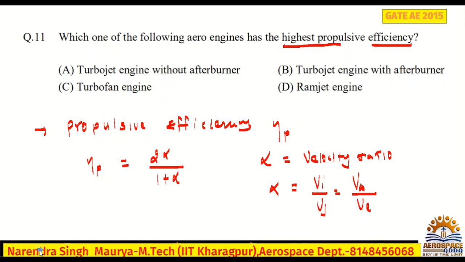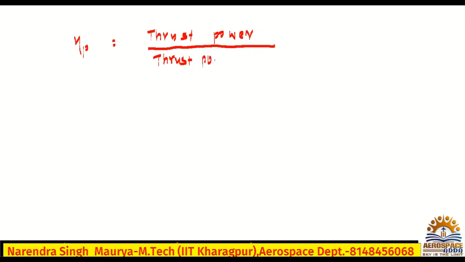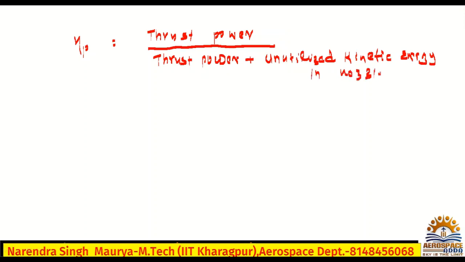Another formula I will write here: propulsion efficiency eta p, which is nothing but thrust power divided by thrust power plus unutilized kinetic energy in nozzle. I must write this.